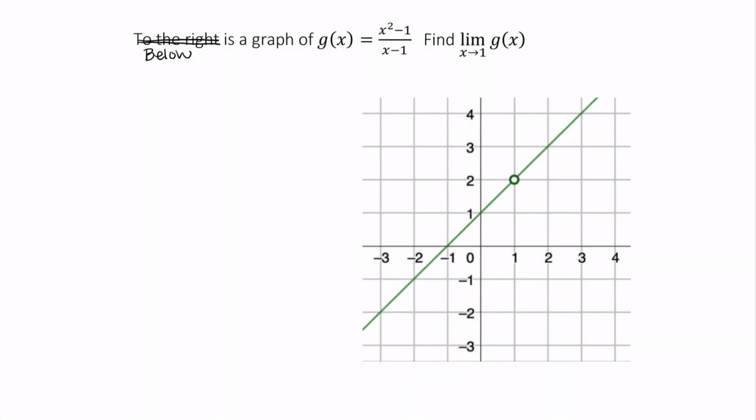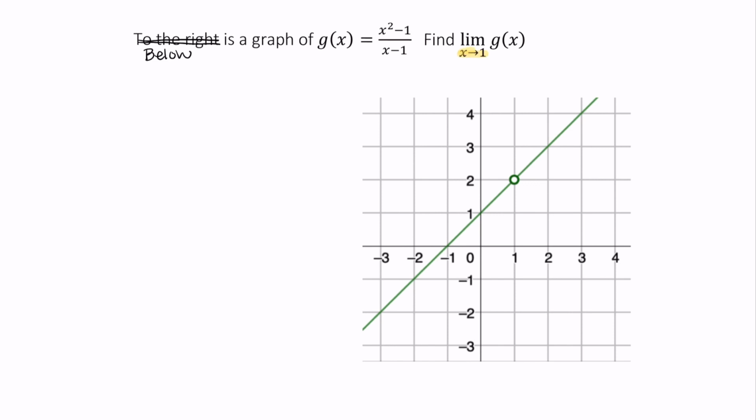Welcome. In this video, I'm going to demonstrate how to find the limit of a function using the graph of the function. So below, in your notes, it is to the right, but below is a graph of g of x, which is the quotient of x squared minus 1 with x minus 1. And we want to find the limit as x approaches 1 of g of x.